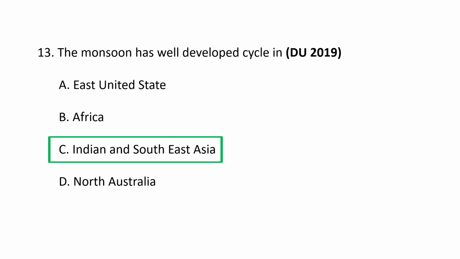This system arises from the differential heating of land masses and oceans, creating low pressure conditions over heated land in summer, leading to the influx of warm, moist winds from the oceans. So the monsoon has a well-developed cycle in Indian and Southeast Asia. So C is the correct option.